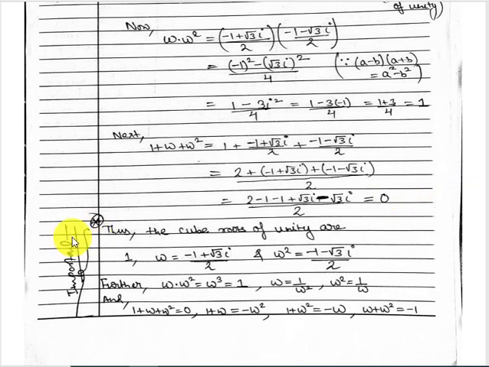You start from here and write: the cube roots of unity are 1, omega equal to this, and omega square equal to this. Clear? And then you write the relations. What are the relations? Omega into omega square equal to omega cube equal to 1. Omega is equal to 1 by omega square. Omega square is equal to 1 by omega. And next, 1 plus omega plus omega square equal to 0, 1 plus omega equal to minus omega square.